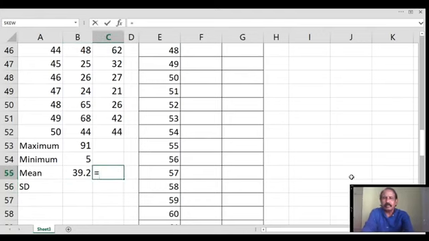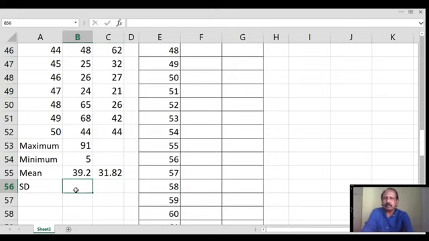Now we find the mean of female, and for that the function starts with equal sign, then we have to write AVERAGE, and in bracket the data range of female, that is C3 to C52. Now we close the bracket and press the enter key. In this way we have got the means of males and females.